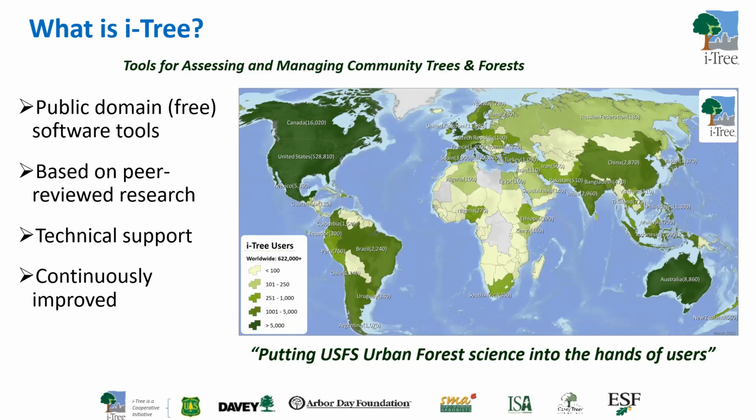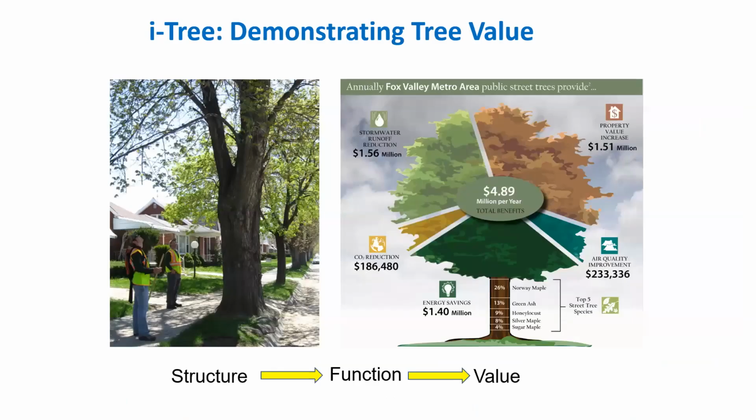So what iTree does is it demonstrates tree value. So you start with the structure of a tree. As a user, you could provide us with species and DBH. From that, we have an extensive database where we estimate other values associated with that tree, the leaf area, the height, the crown area, elements like that. From that, we can derive the function. What is that tree doing for you? Is it reducing stormwater runoff? Is it improving air quality, energy savings, things like that? And then finally, we put a value on that. So we can give a monetary value, which is going to allow you to promote conserving and maintaining these trees.